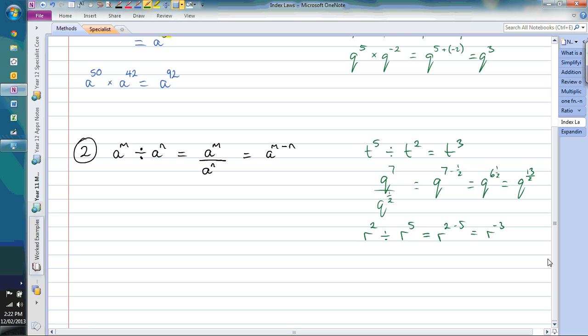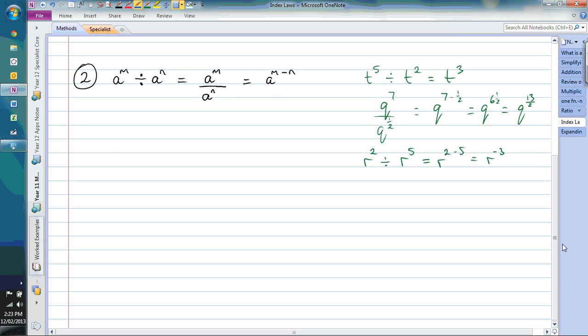So let's again have a look at why this is an index law. Why does it work? Well, again picking some examples, a to the 7, say, divided by a to the power of 3. Well, a to the 7 is just a times a times a times a, and so on, 7 times. And a to the power of 3 is just a times a times a.